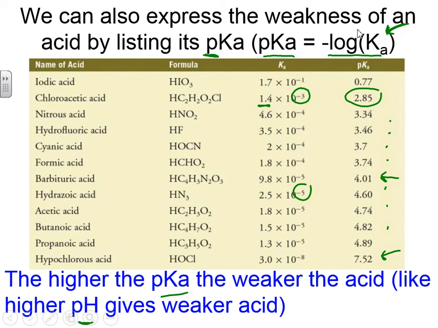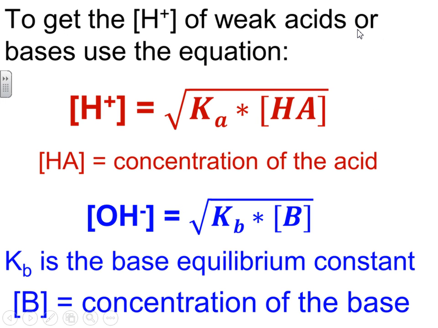And here are some strange acids. Now, hydrazoic acid is a strange name, but this is not NH3 but HN3. Interesting, hydrazoic acid. All right, now to get the pH of weak acids, well, first of all, the pH is simply the negative log of H plus. But to get the H plus, we're simply going to give you an equation.